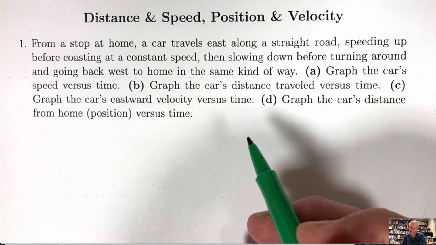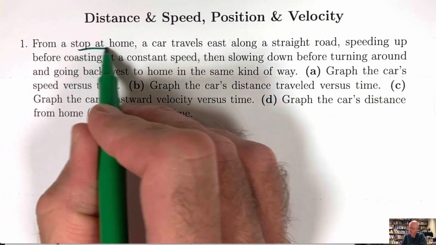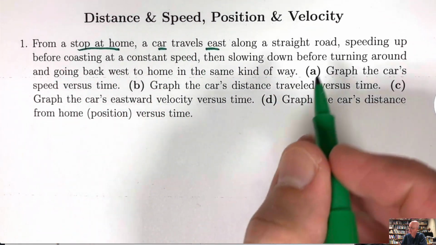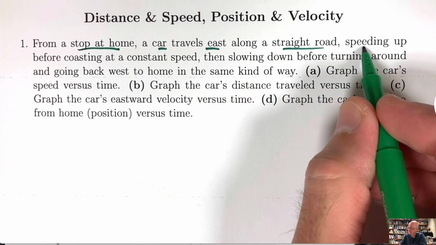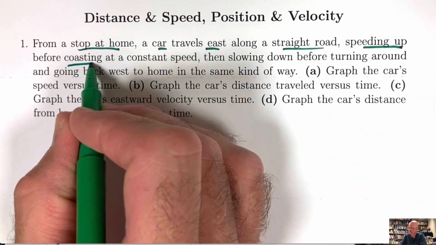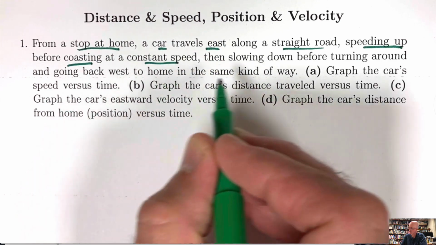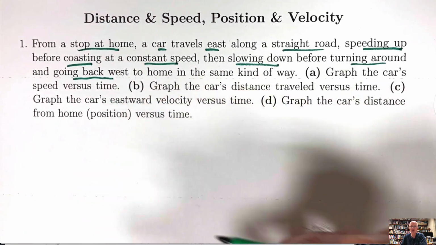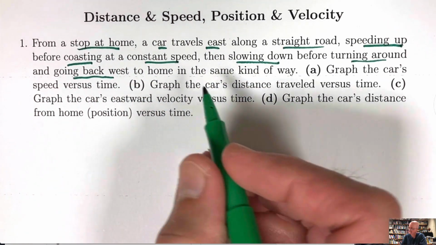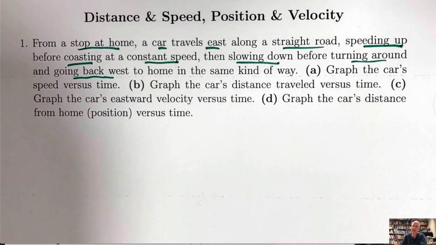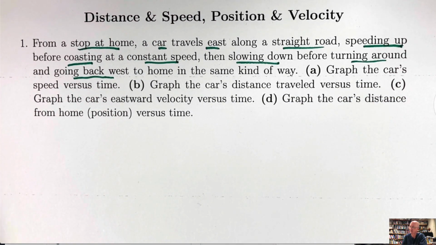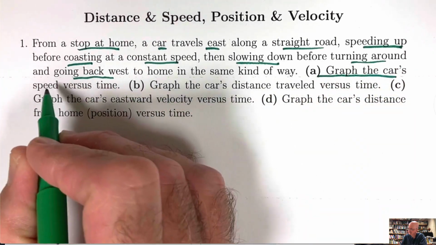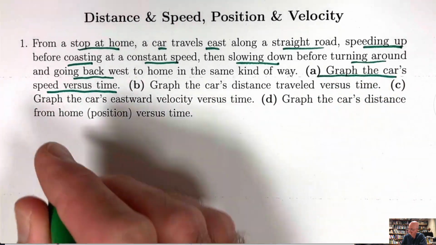That'll make it easier. Problem 1 says, from a stop at home, a car travels east, on the paper that'll be to the right, along a straight road, speeding up before coasting at a constant speed, then slowing down before turning around and going back west to the left to home in the same kind of way. In other words, speeding up, then coasting, then slowing down until you get to a stop. Part A, graph the car's speed versus time. We'll do these one at a time here.